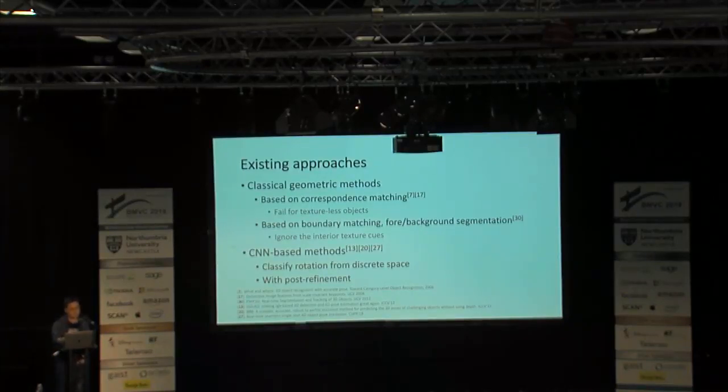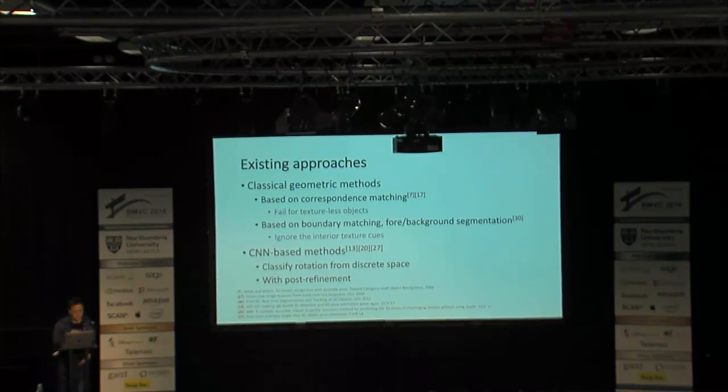So the second method in this category tries to match the boundary of the object without any texture information. Let's say it can divide the object from the background with the statistical information of the object or the background. It is also called a template matching method, which finds the best 2D shape in the image and tries to find the best matching boundaries of the object with a certain pose. But this one also ignores interior texture cues, which is quite important for objects with cues or with textures.